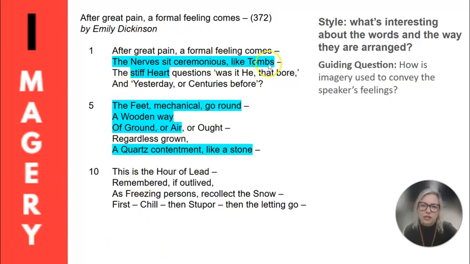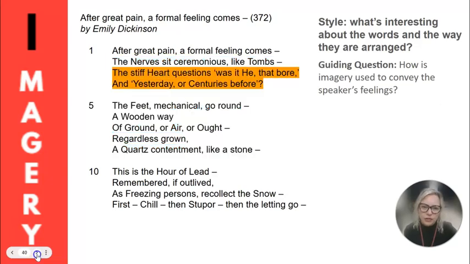The nerves sit ceremonious like tombs. We all have a similar picture for sitting, for tombs, so it's a clear visual imagery. Stiff heart as well. The feet mechanical go round, so we can imagine feet going round in a mechanical kind of way. Wooden, we might have similar images. Ground, air. Quartz is a kind of stone, and if you know what it is, you're picturing the same thing. And then the simile like a stone, we're all picturing the same thing when we hear stone. So those are good examples of visual imagery.